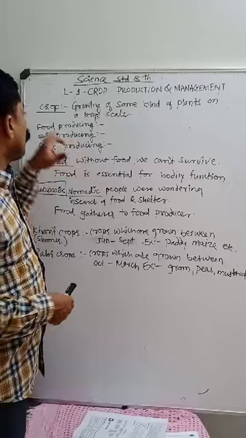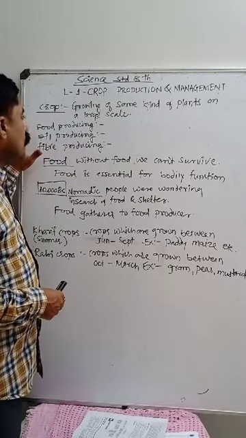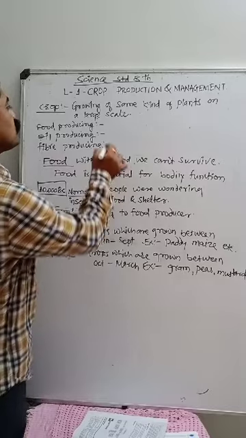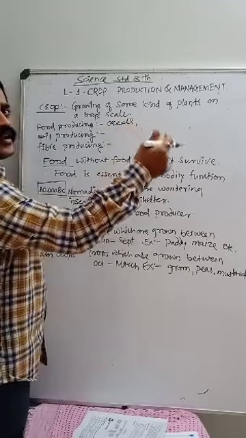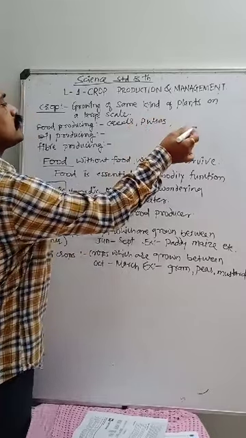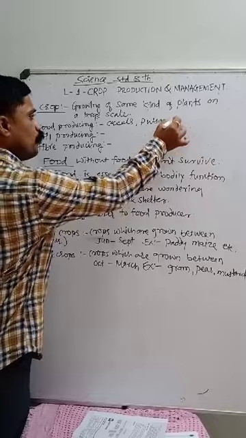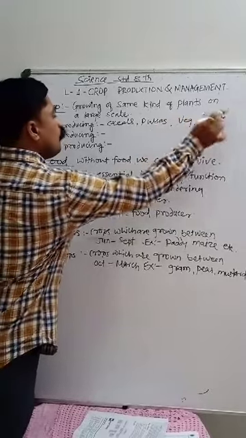Now crops are classified according to the different substances they give us. For example, food producing, oil producing, and fiber producing. Food producing crops means cereals like wheat, rice, bajra. Then pulses are there, isn't it? Cereals, pulses, vegetables, fruit, etc. Okay.